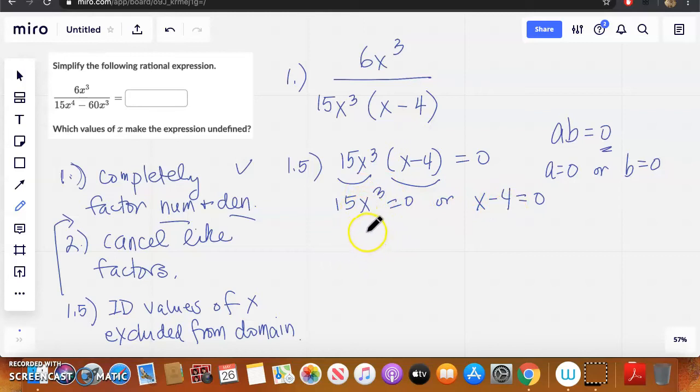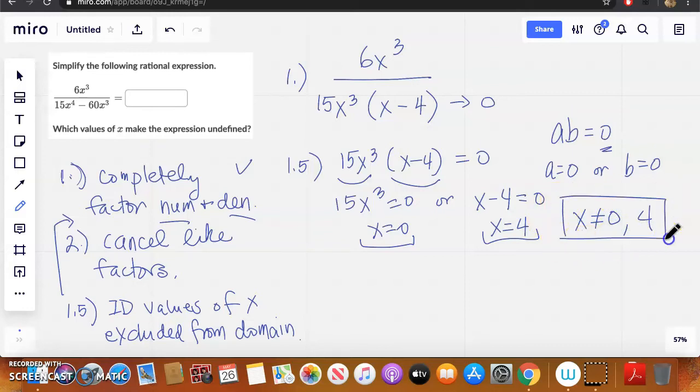Let's solve for x in both. Here, if you divide by 15 and then take the cube root, it's just 0. Or just look at it: 15 times what is equal to 0? So this one is pretty easy. x is equal to 0. And for this one, just add 4, and we get x equals 4. So here we have our two values of x that will be excluded from the domain. In other words, x cannot be these two numbers, because then the denominator will go to 0, creating an undefined expression. So x cannot be 0 and x cannot be 4.